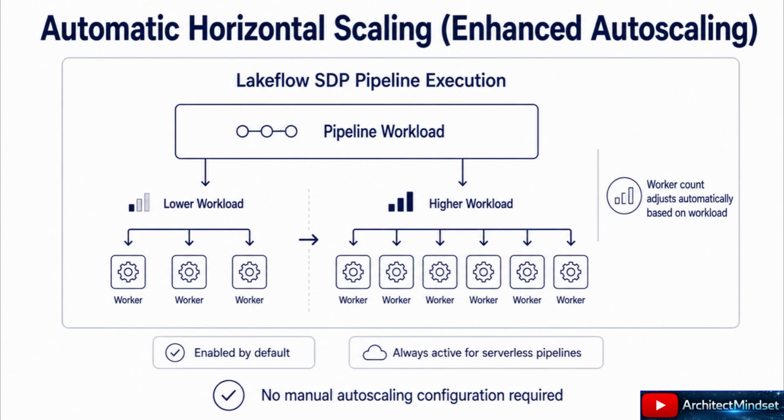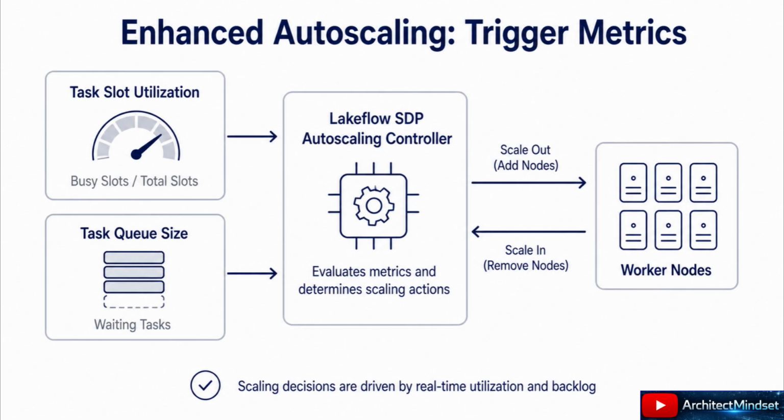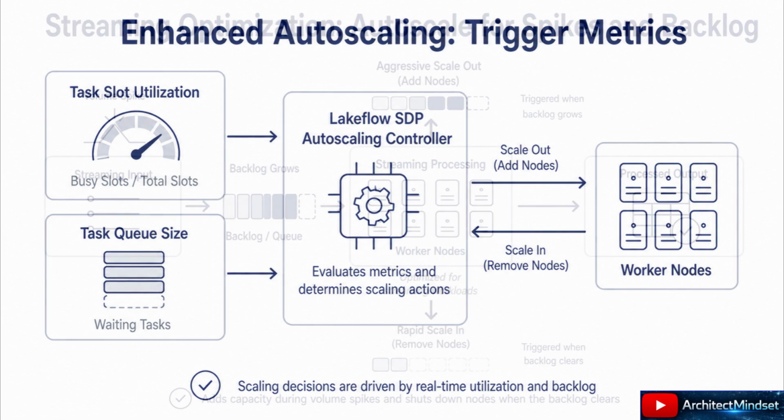Automatic horizontal scaling, also known as enhanced autoscaling, is a mechanism that dynamically adjusts the number of worker nodes based on real-time workload volume. This feature is enabled by default for all new pipelines, and it is always active for serverless pipelines. The decision to add or remove nodes is based on the task slot utilization, which is the ratio of busy to total slots, and the task queue size, which is the number of waiting tasks for execution.